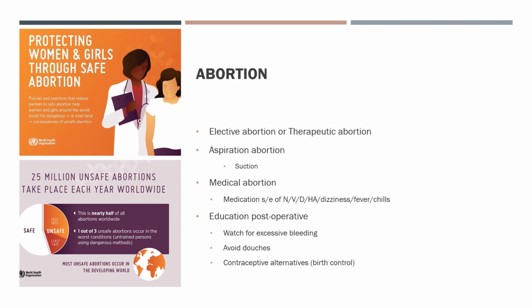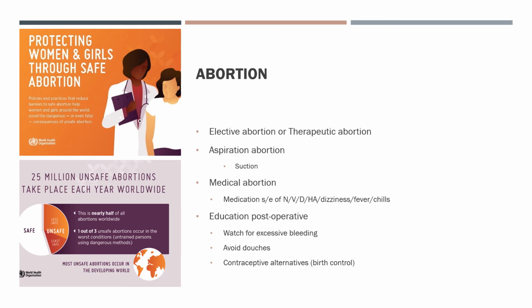Now, there are different types. You have elective abortion, which is the one that is commonly talked about nowadays. This is something that the female chooses to do without a medical indication, whereas there's the therapeutic abortion. There's an issue with the pregnancy that could be life-threatening for the mom as well as the fetus. So they will opt for the therapeutic abortion to save their life. And then we have types as in the procedure.